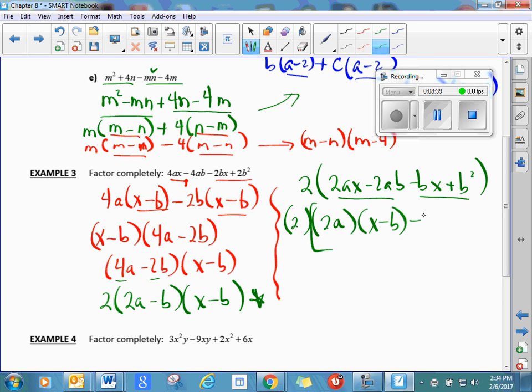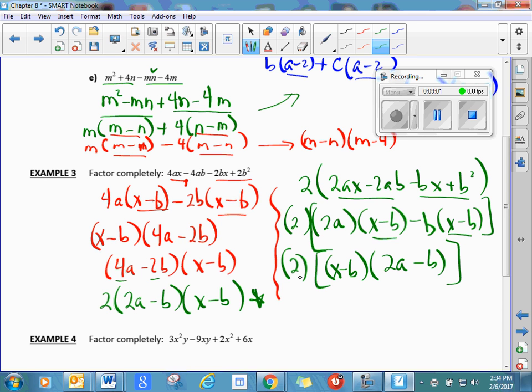So there, then we have the minus b, and then you have x minus b on the inside of the bracket, factoring out the x minus b that they have in common. So you have x minus b times 2a minus b. And now you can drop the bracket because there's no distribution. There's not a plus or minus sign in here. I guess you really didn't need the bracket to begin with, but I just wanted you to see that this 2 was a factor and it's off to the side. So your answer is 2 times x minus b times 2a minus b, which is the same as this answer here.